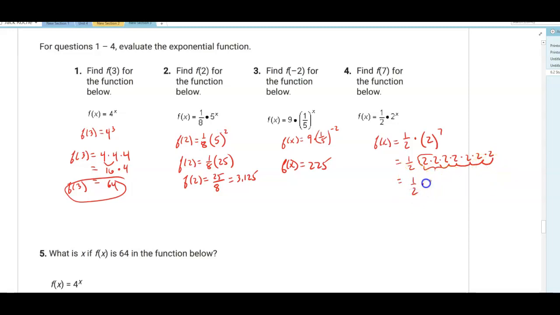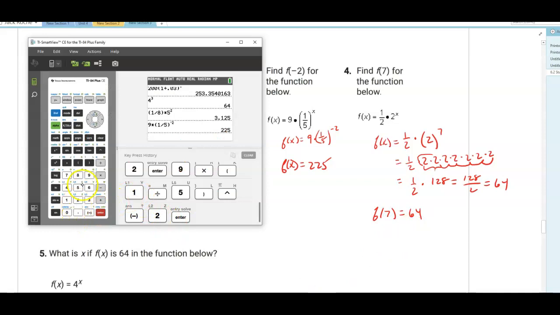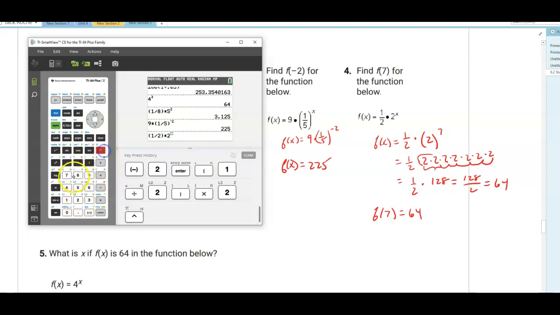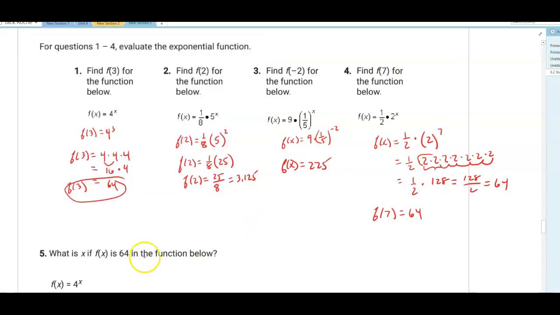So 1/2 times 128 gives me 128 over 2, which is 64. So f of 7 here would be 64. Or I could just put this in as 1 divided by 2, times 2, caret key 7, and I would get 64. All right.